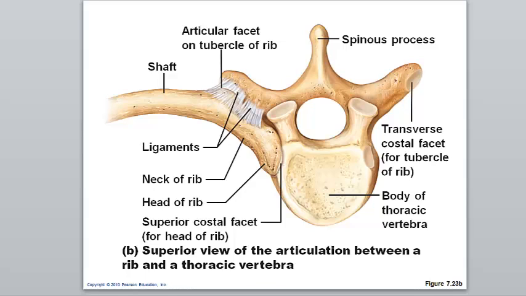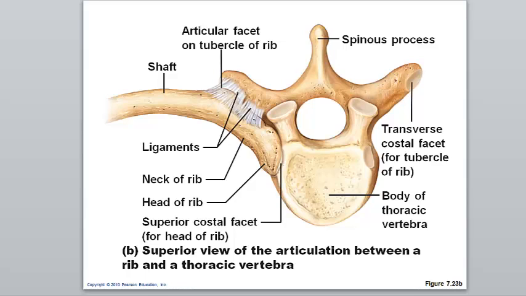Here's the transverse process and the transverse costal facet joints. The neck of the rib is this narrowed portion, and you have the tubercle of the rib that forms the facet between the transverse facet of the vertebrae itself and forms the joint. There are tiny ligaments that make sure that it attaches and forms a firm rib. And this is how you have articulation between a rib and a thoracic vertebrae.